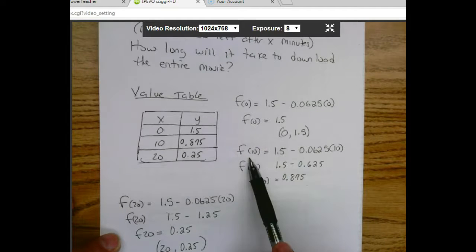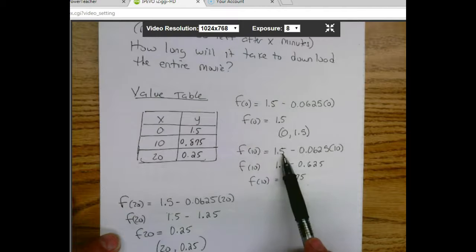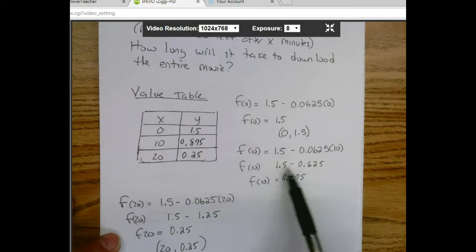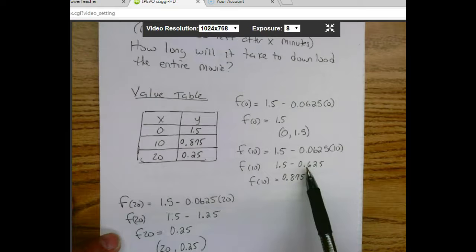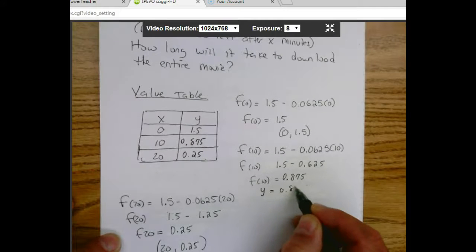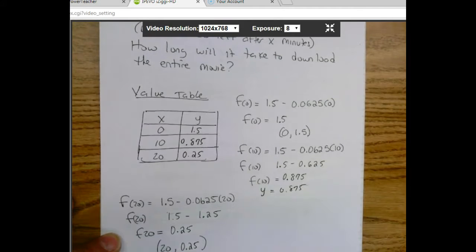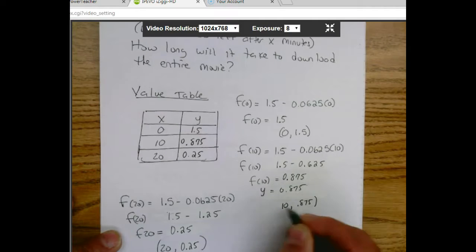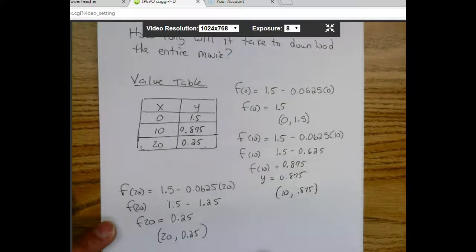Okay? So then for the function of 10, we plug in 1.5, and then we plug in the 10 for that. We get 1.5 minus 0.625, and then we subtract that out. We're going to get 0.875, and that's what y equals. Okay. And then we have 10 and 0.875. That's our set of numbers.